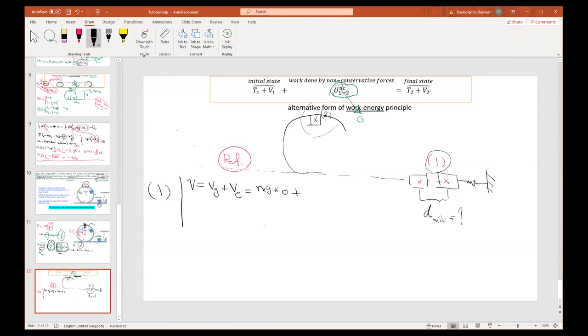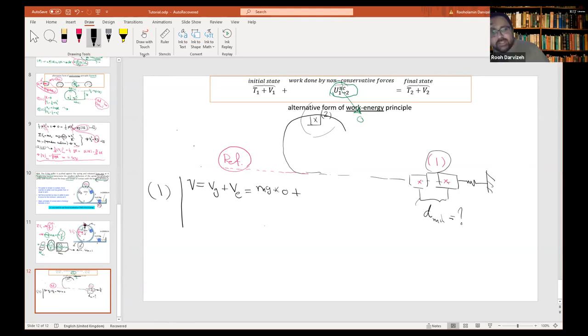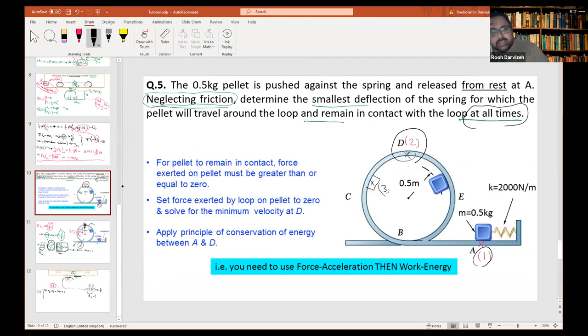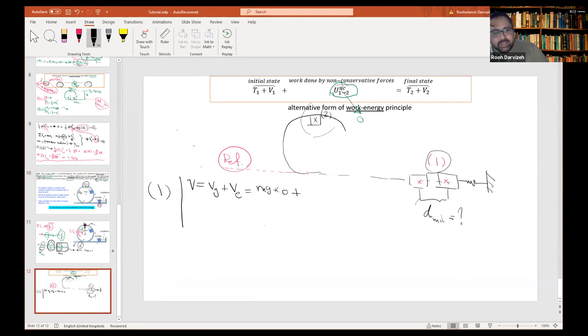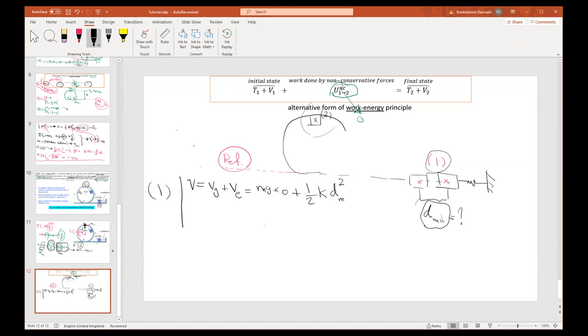I thought so. Definitely, because you have compression, because the question asks to calculate the minimum deflection of the spring to make sure the object remains in contact at all times. To initiate the movement of the mass, you need to compress the spring, yes? With some d min, yes? Okay, d forward. Do you agree? Yeah.